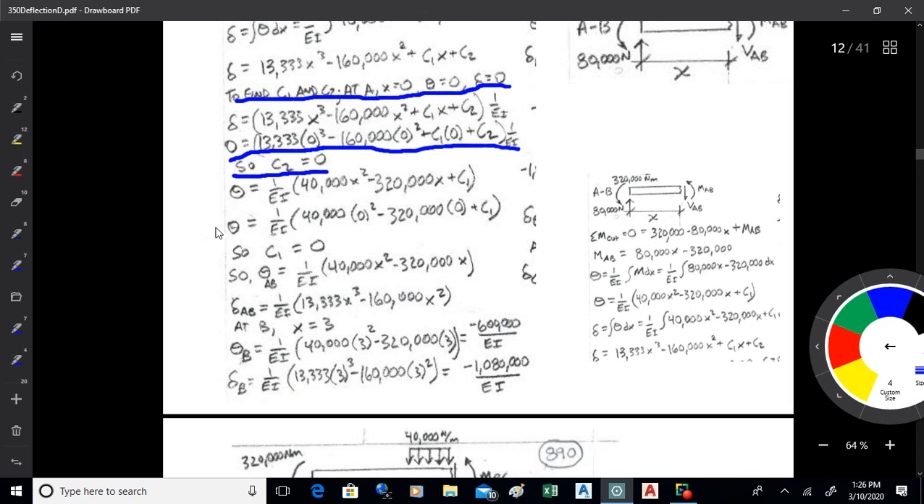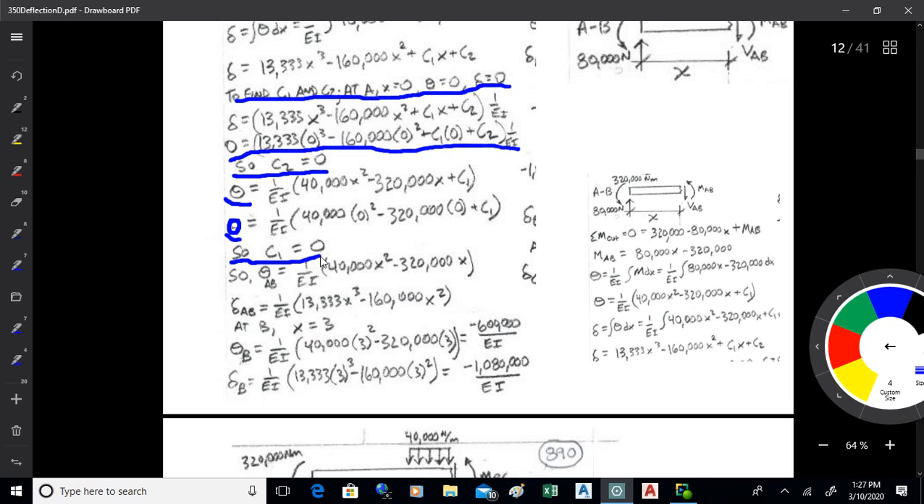I do the same thing again because I know when x is 0, the slope is also 0. So I'll plug in 0 for the slope, and unfortunately that looks a lot like a theta. That should be a 0 there, okay? 0 is 1 over EI, using the theta equation now, the slope equation, times 40,000 times 0 squared minus 320,000 times 0 plus C1. So C2 is 0, or excuse me, C1 is 0 also.